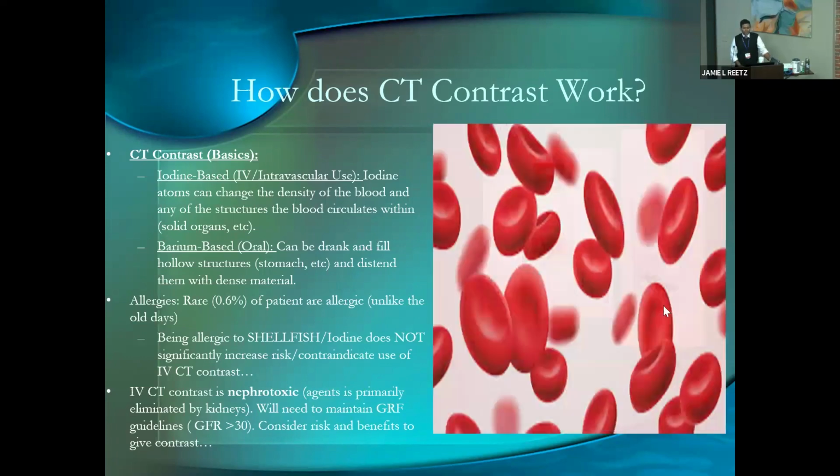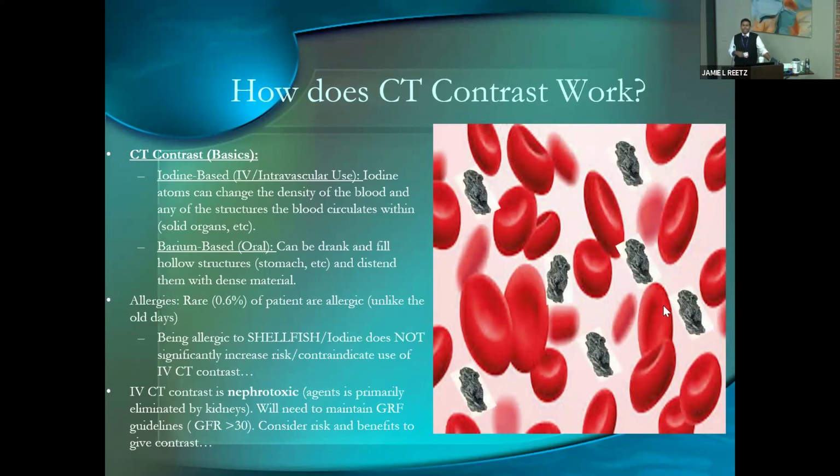I don't know why I really wanted to make these graphics, but I did. The idea here is you've mixed the iodine in the blood, and that has changed the density of the blood, and that has changed what it looks like on CT. Now, that also goes for barium, which is a different element. When you drink that, you distend bowel loops and change the density of those bowel loops, and that helps you see those hollow viscous organs like bowel, stomach, all that stuff.